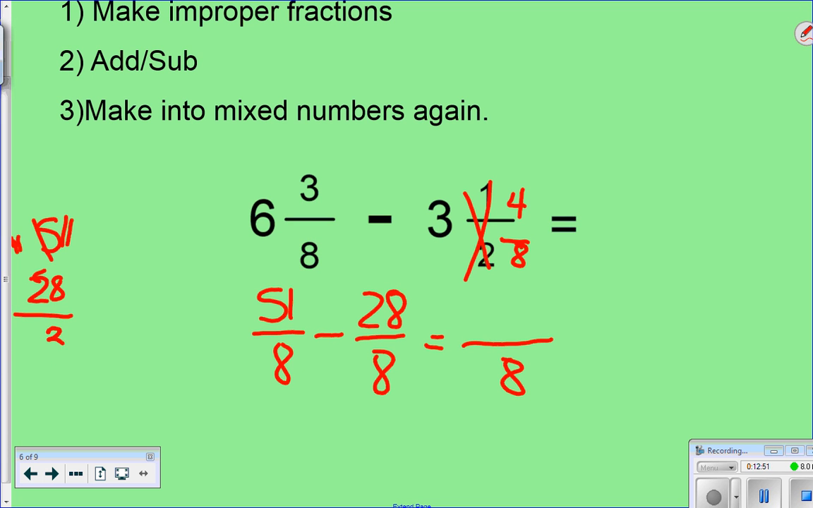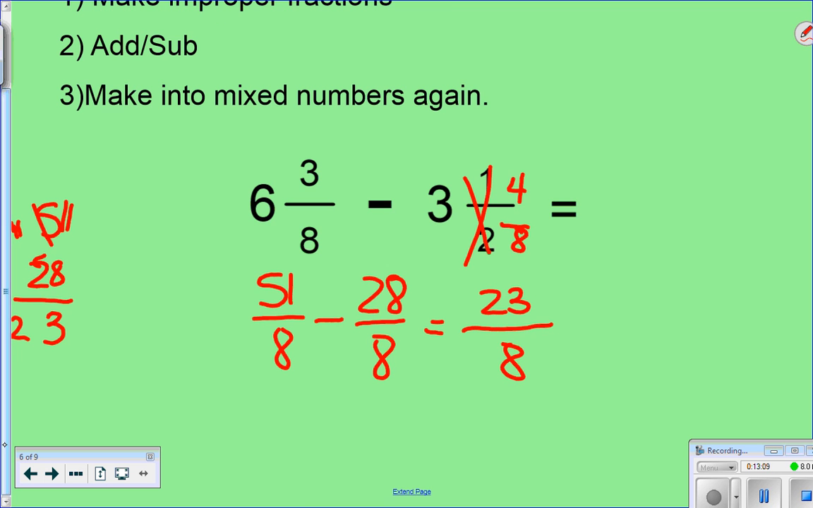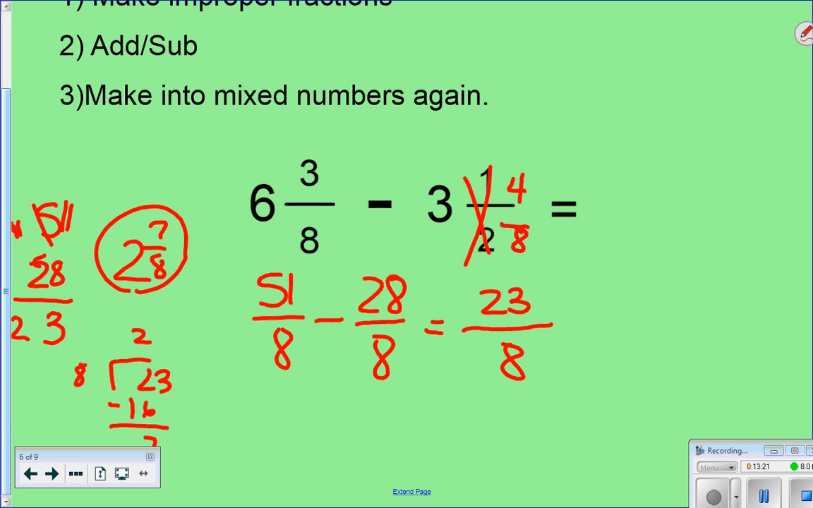11, so that would be 23. Is that right? Okay. 23 over 8. But I'm not done yet, because that's my last part of this. I have to make it back into what? I gotta make it back into a mixed number. So 23 divided by 8 is 2, 16 would be 7. So 2 7/8. Reduce? No, that's it. That's it.